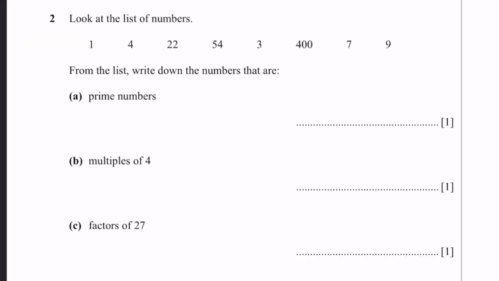Question 2. Look at the list of numbers. From the list, write down the numbers that are prime numbers, multiples of 4, and factors of 27. So first, the prime numbers are 3 and 7. 1 is not a prime number because it only has one factor, which is itself. 3 and 7. Multiples of 4 are 4 and 400. These are the two numbers. And then see the factors of 27. 1 obviously, then 3 and 9.